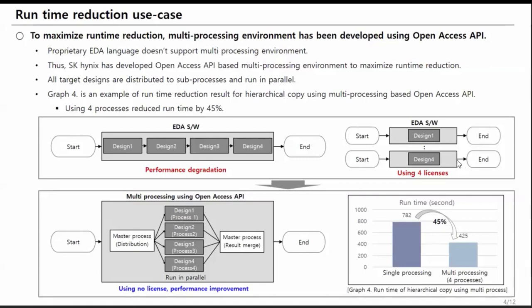Here's an overview. The master process assigns cells to sub-processes, which are then executed in parallel. By applying this approach to hierarchical copy, we achieve roughly a 45% decrease in runtime using 4 sub-processes. The reason that the runtime does not become 1 per n with the number of processes is that the master process must build the hierarchy and distribute the cells.